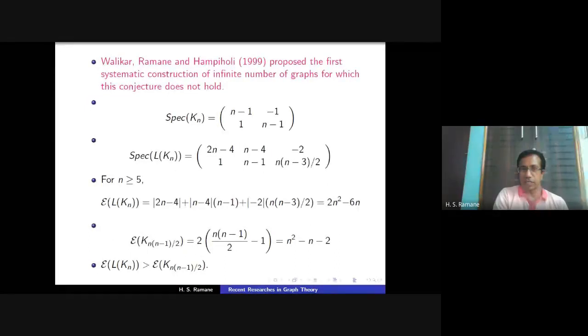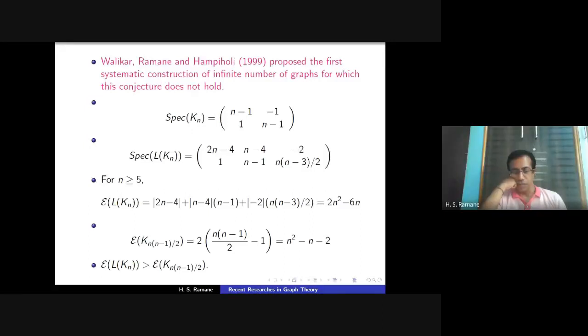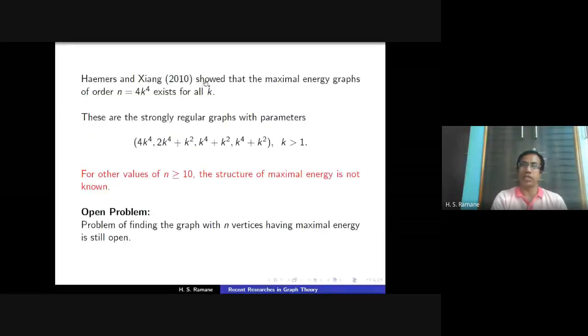So from that, the problem comes: if the complete graph has no maximum, then which graph has the maximum energy? That is the main problem now. Many people are trying it, and so far a few have succeeded under certain conditions. But in general, we don't know among all n-vertex graphs which graph has the maximum energy. Haemers and Xiang showed that there is a graph with maximum energy for n equal to 4 k raised to 4, but not for all n. So the problem of finding the graph with n vertices having maximal energy is still open.